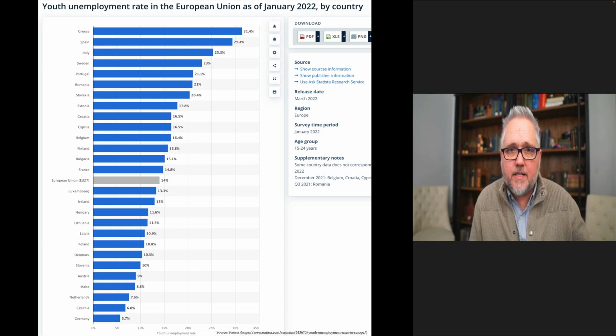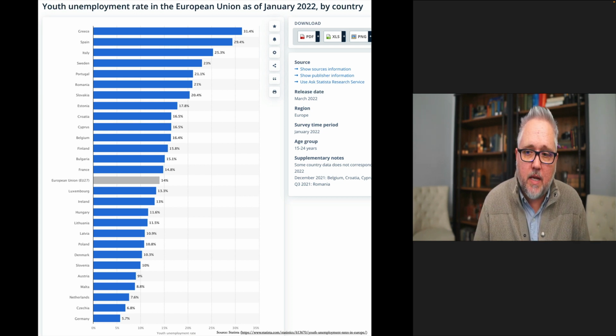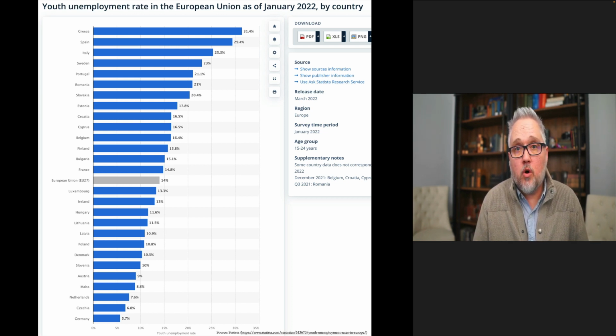You see a dramatic difference in unemployment rates in certain countries around the Mediterranean, Greece, Spain, and Italy, which have over a quarter of their youth unemployed. This is actually down quite dramatically from the aftermath of the global financial crisis in 2007 and 2008.